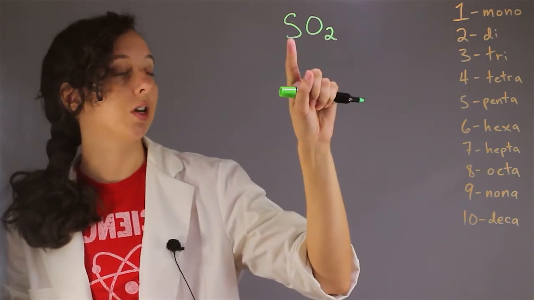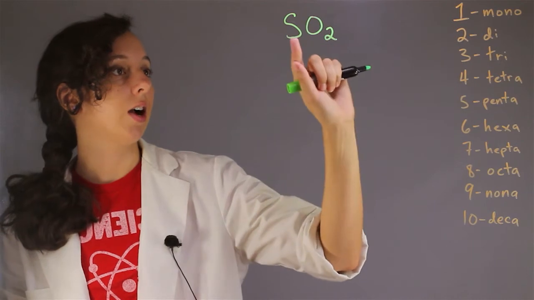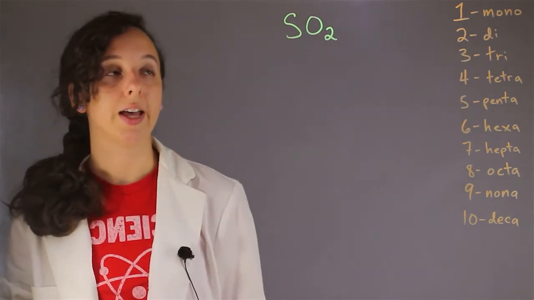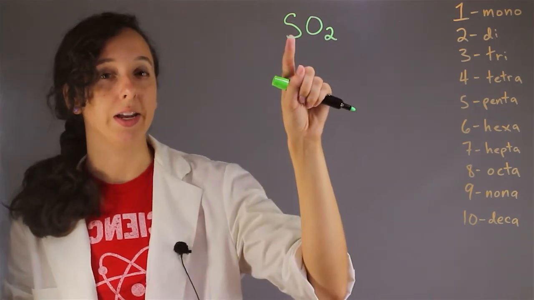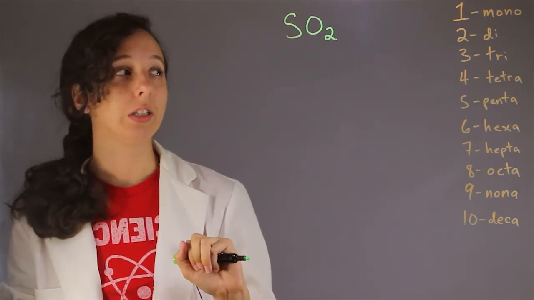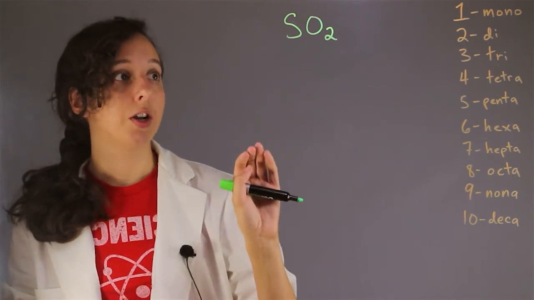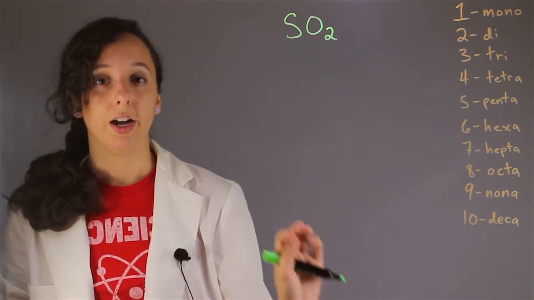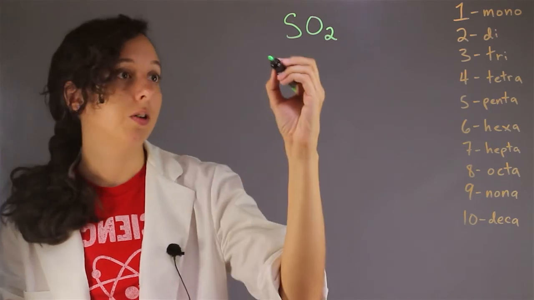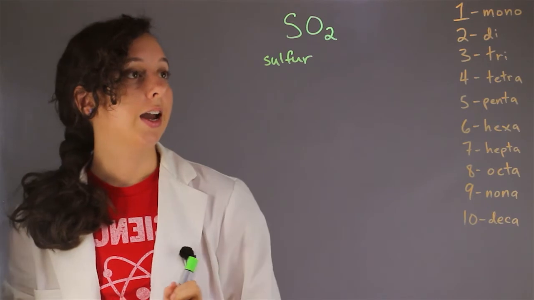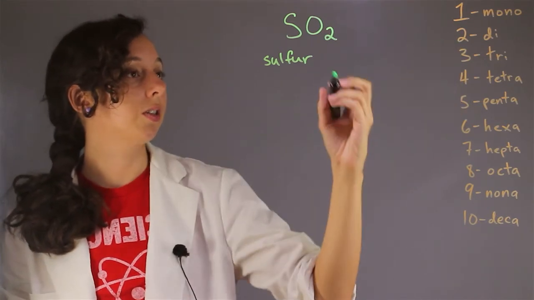So our first one's sulfur, we have 1. For oxygen, we have 2. So a rule is that if we have our first element and it only has 1, we eliminate the prefix. We just don't use it. So this would be monosulfur if we're using the prefix, but we're not going to. So it's just sulfur. And now we need to use 2, so that's di.